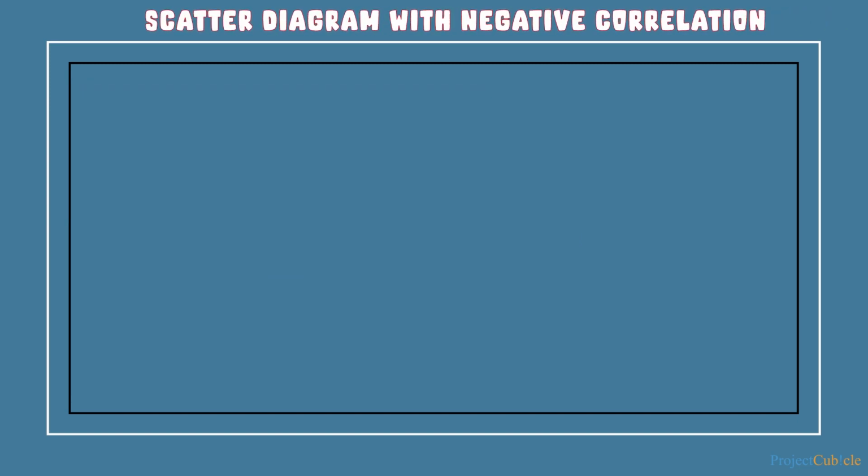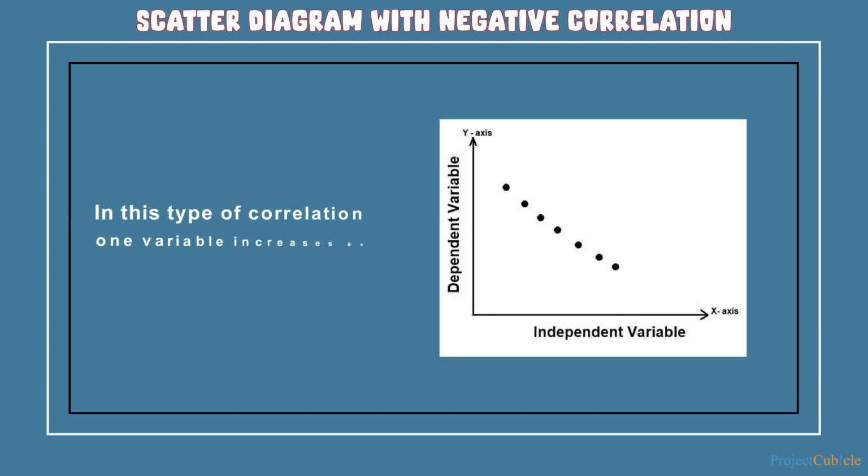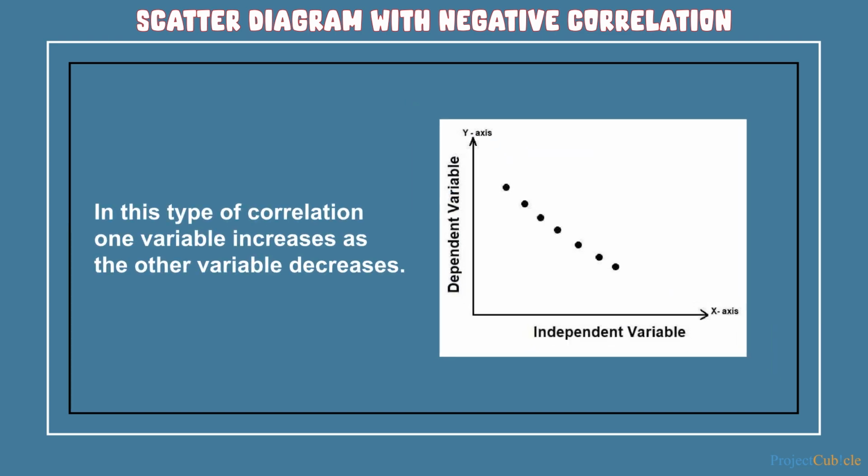Scatter diagram with negative correlation. In this type of correlation, one variable increases as the other variable decreases. For example, if the speed increases, travel time to a destination decreases.